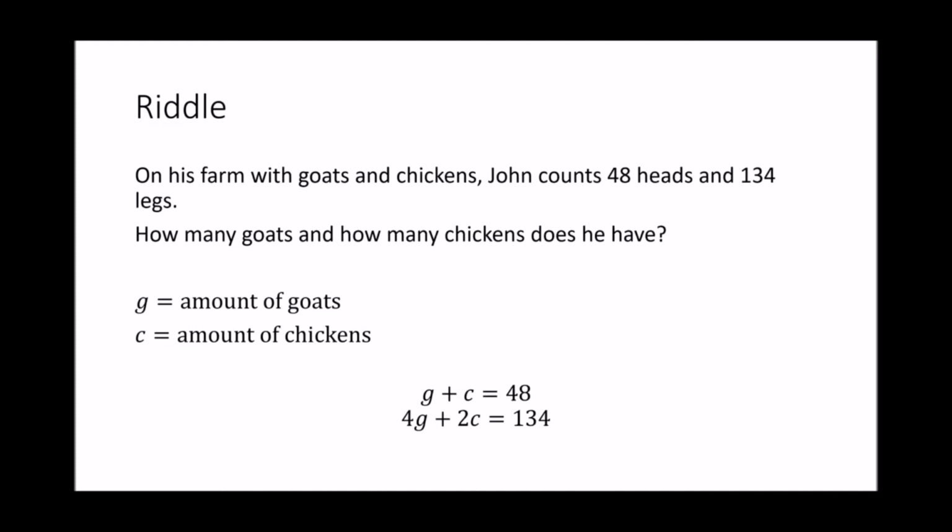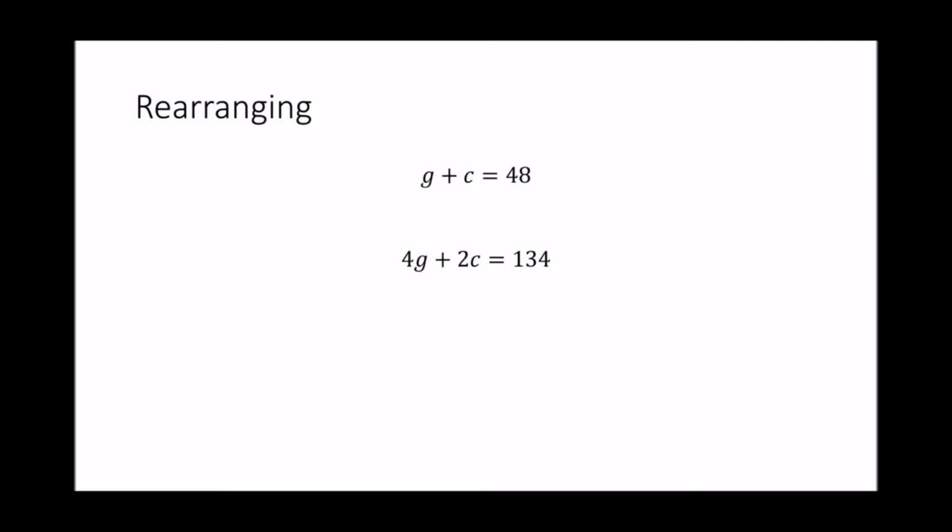Now, as you may see, these formulas are not written in a way we are used to. They are not written as G equals something or C equals something. They have both variables at the same side of the equal sign. To be able to solve this problem, we have to write it in the way we are used to. And that is called rearranging. So we have these two formulas, and it would be much more convenient if they were written, for instance, as C equals something. So let's start with the first one.